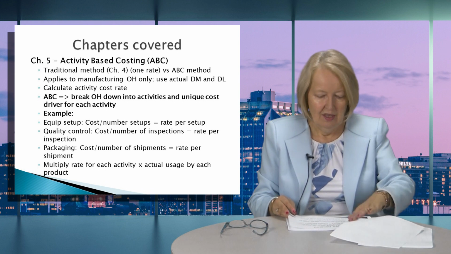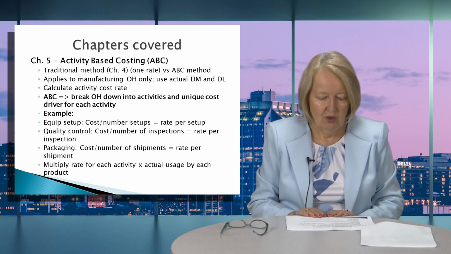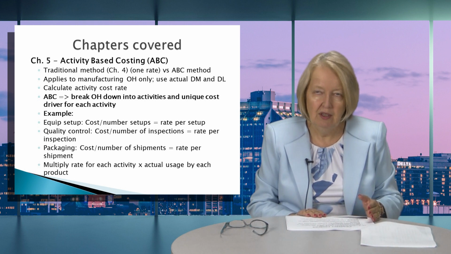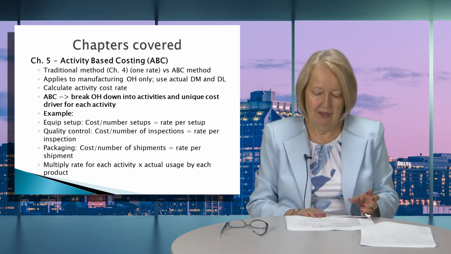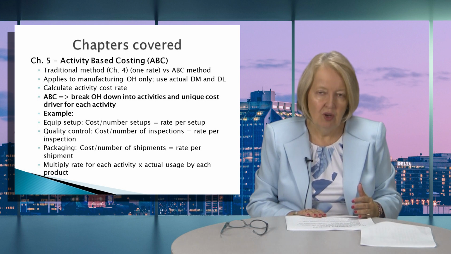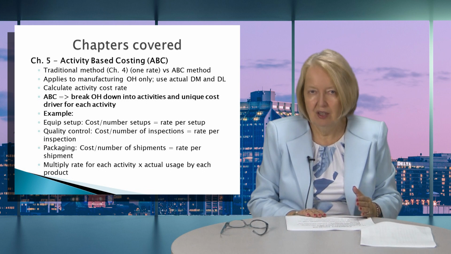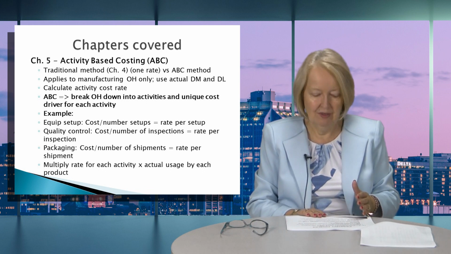Chapter 5, Activity-Based Costing. In Chapter 4, we used the traditional method where we just had one overhead rate. In this chapter, we're breaking down overhead into all of the various activities. There's no set type of activity. Every company will come up with its own unique activities.